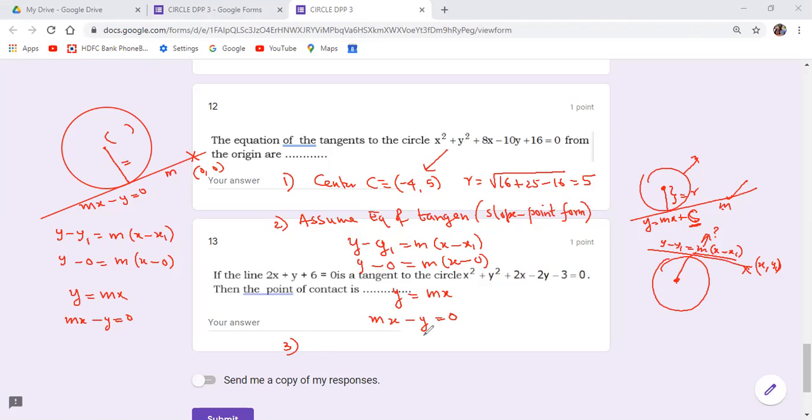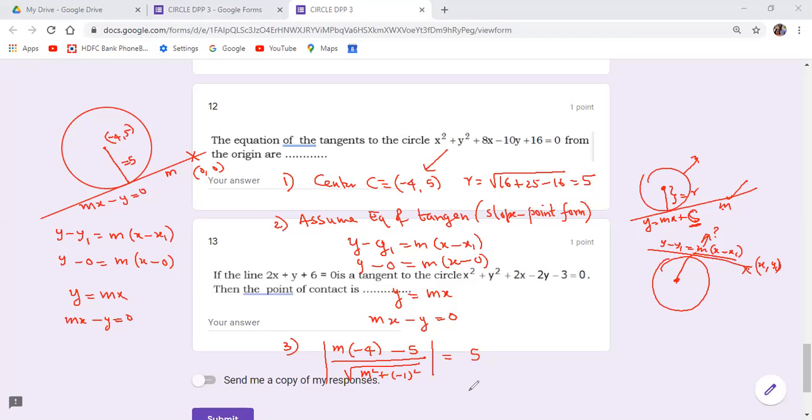Now, third step is find the value of m. How do you find the value of m? Perpendicular distance from the center to the tangent is equal to radius. So m into minus 4 minus 5 divided by root of m square plus minus 1 square. I hope you are understanding. Did you understand the denominator? Coefficient of x here is m and coefficient of y here is minus 1.